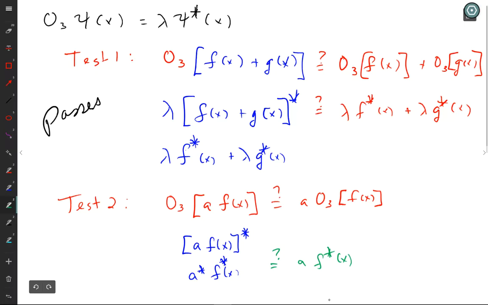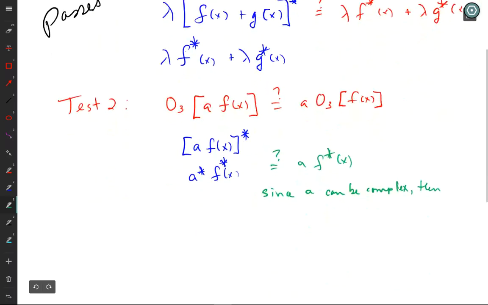So since A can be complex, then it fails. If A had to be real, which it doesn't, right? But if it had to be real, then it would pass.